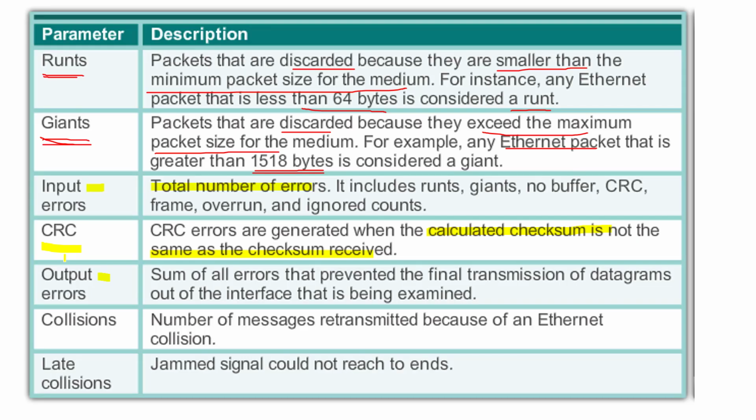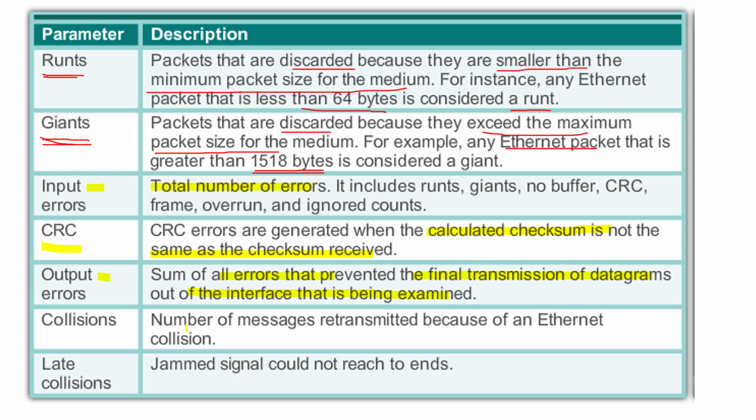Then the next one is output errors. So what do output errors mean? You can see the output error: the sum of all the errors that prevented the final transmission of the datagram out of the interface that is being examined. Sum means total, the total of all errors that stopped the final transmission of the datagram out of the interface. So the final transmission is going to be prevented, it is going to be stopped. That is called the output error.